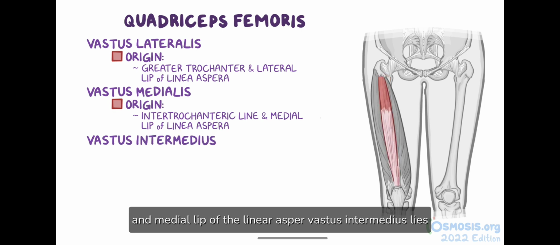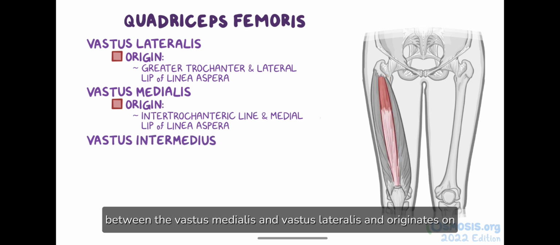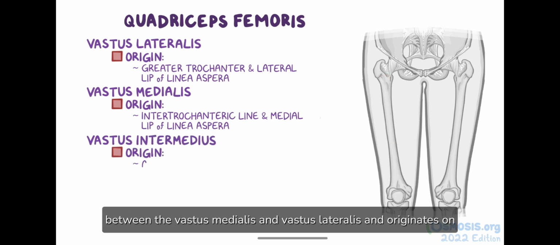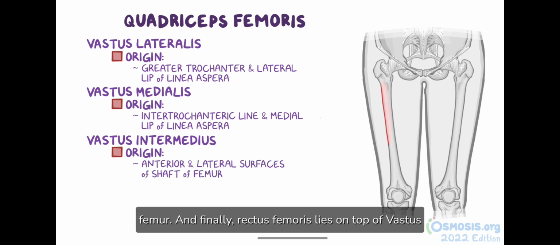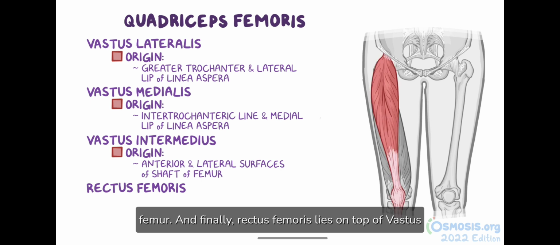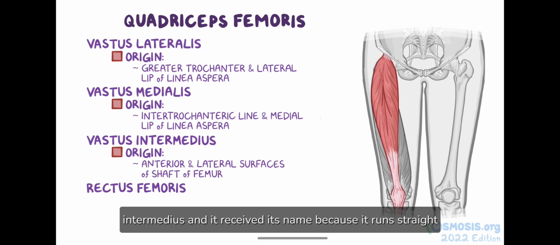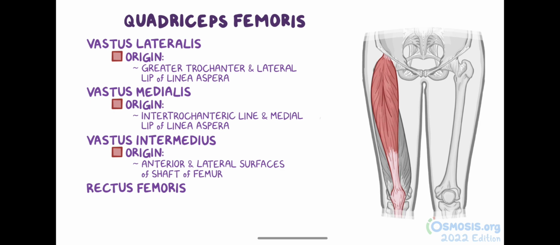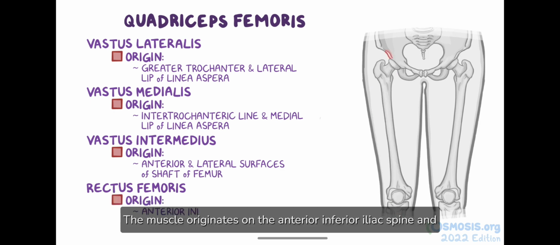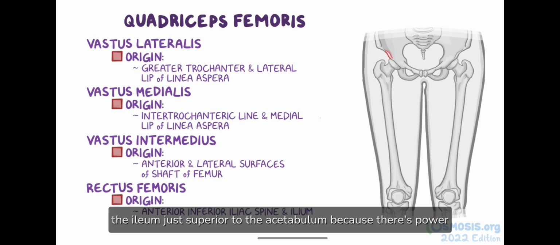Vastus intermedius lies between the vastus medialis and vastus lateralis and originates on the anterior and lateral surfaces of the shaft of the femur. And finally, rectus femoris lies on top of vastus intermedius, and it received its name because it runs straight down the thigh, rectus meaning straight in Latin. The muscle originates on the anterior inferior iliac spine and the ilium, just superior to the acetabulum.